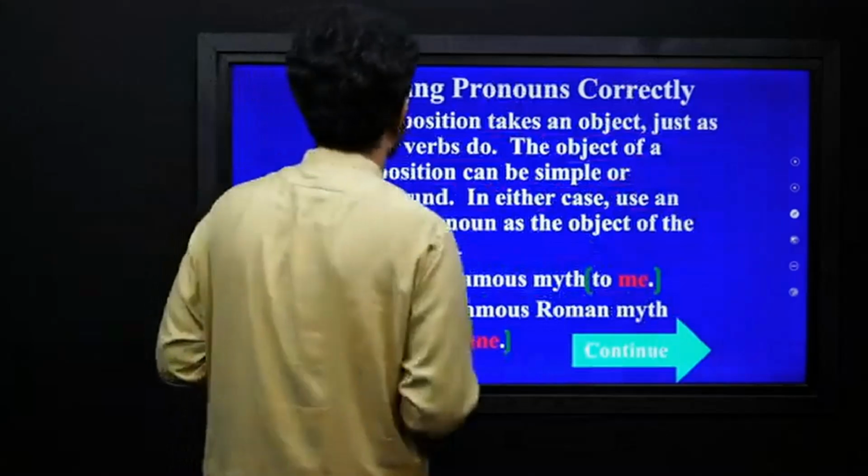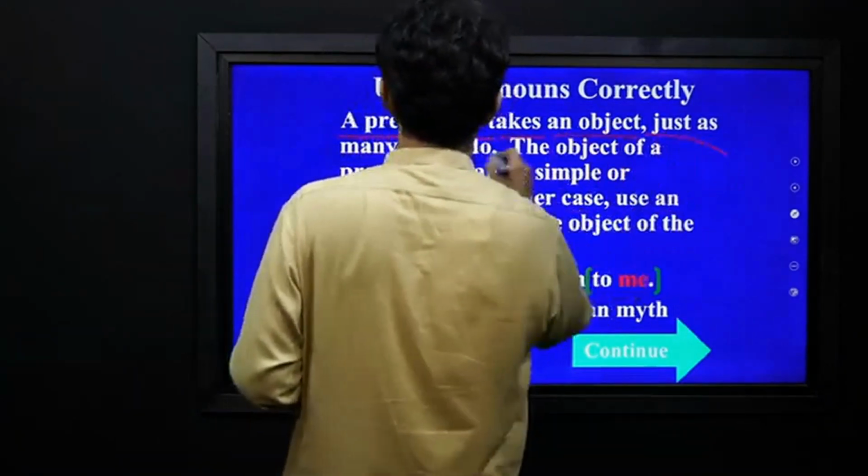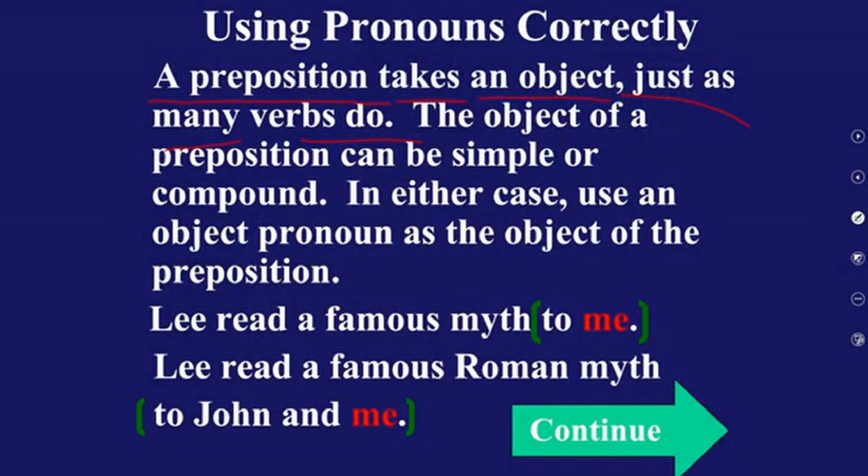Another example, let's see. A preposition takes an object just as many verbs do. The object of a preposition can be simple or compound. In either case, use an object pronoun as the object of the preposition. For example, Lee read a famous myth to me. Let's read the next one. Lee reads a famous Roman myth to John and me.